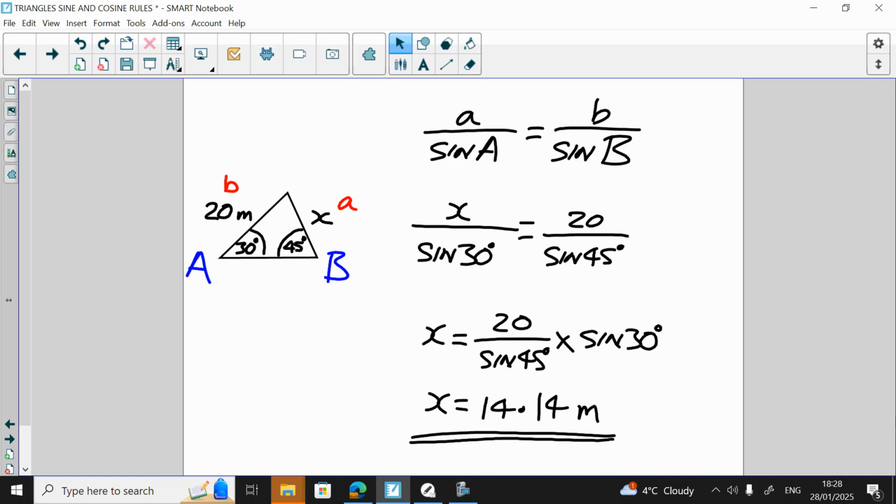Ah, that's right, 10 root 2. So 14.14. You might have other stuff after the 14. You might have 2 1 3, or you could put 14.1. Doesn't matter, as long as you put in the units of measure here. Right, hopefully that was straightforward enough without me confusing you too much.